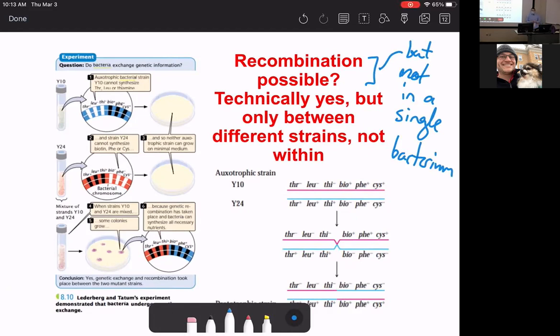Because the other fun thing about bacteria is that they're technically haploid, right? They only have one genome. They only have one genome. Keep that in mind too.